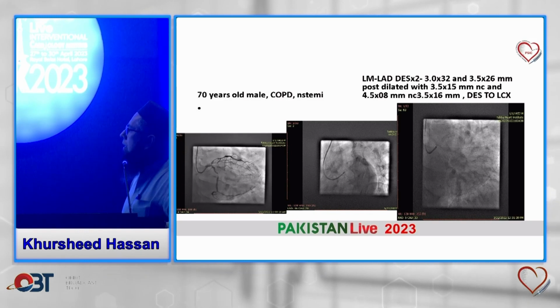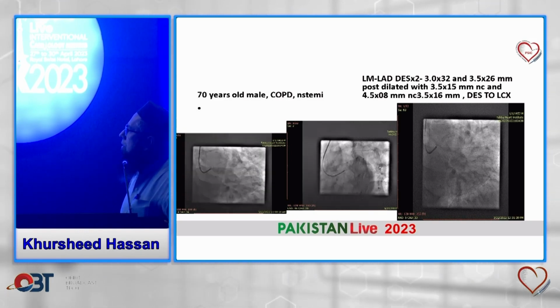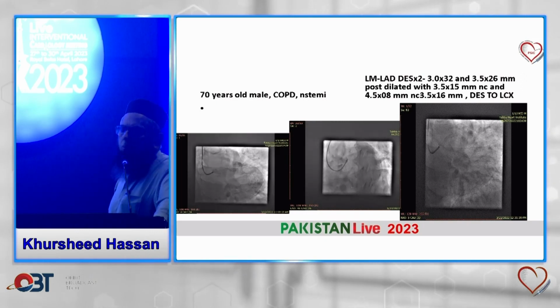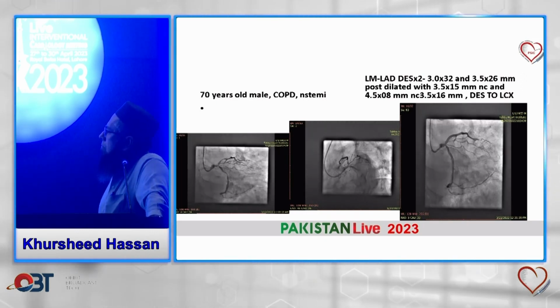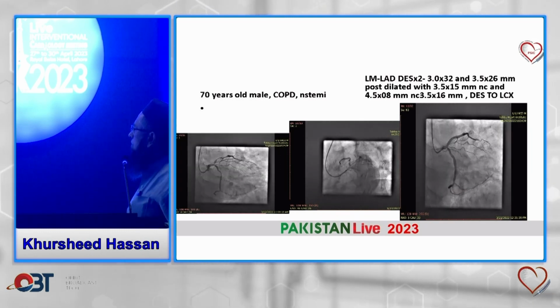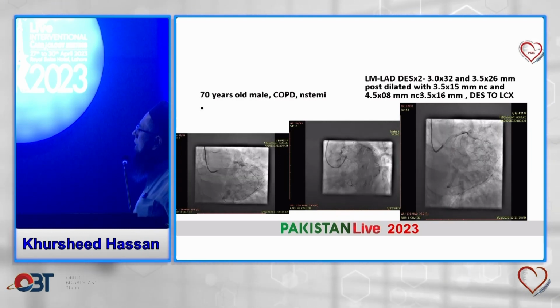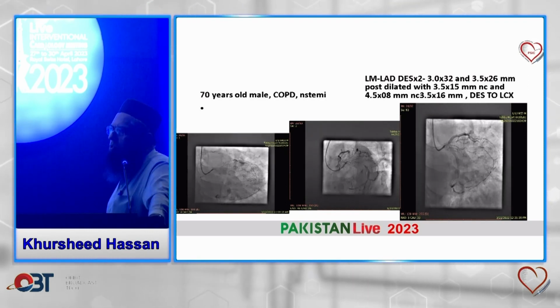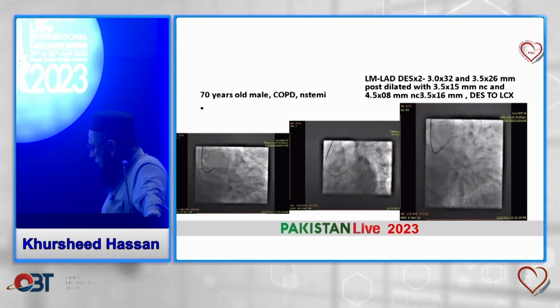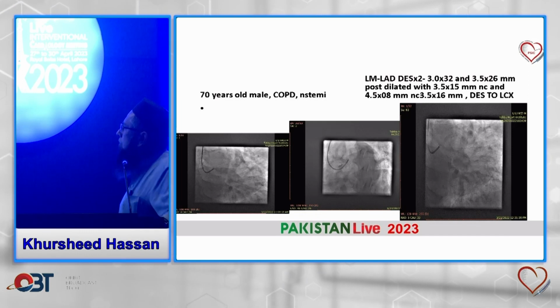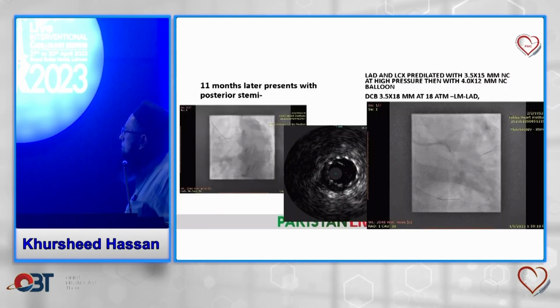Okay, another case, 70-year-old male, COPD, non-STEMI, severe ostial to proximal LAD, severe circumflex disease, treated with stent to the circumflex, good stents, stent in the LAD as well as from the left main to LAD. So angiographically, not a bad result actually. So again, left main post-dilated with 4.5, LAD with 3.5.